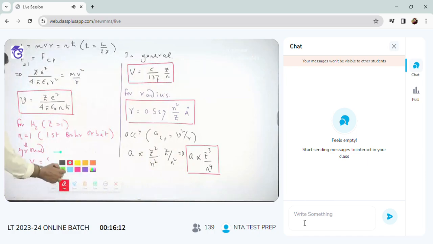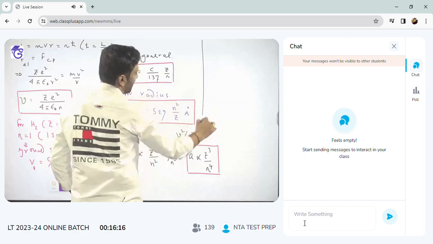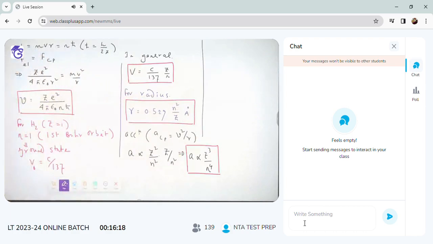Everything will come from these two only. That is velocity and radius. Every single thing, whatever we want to calculate.